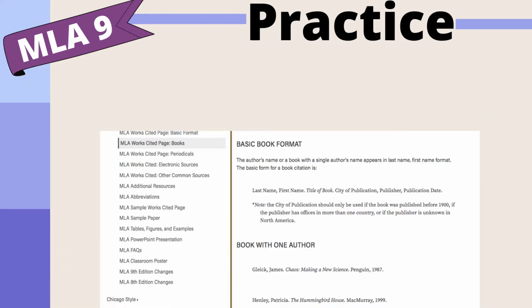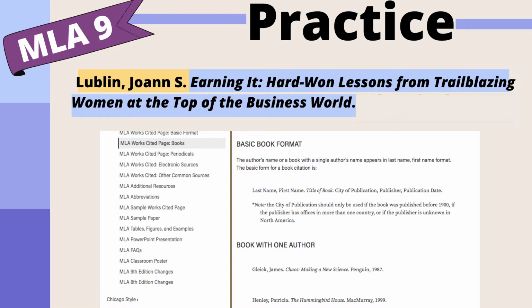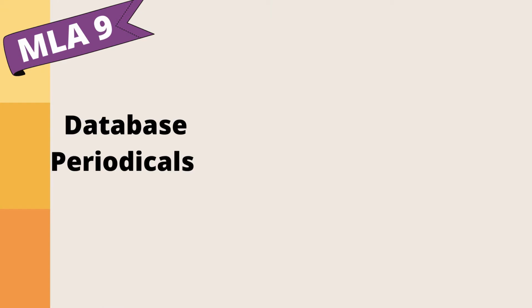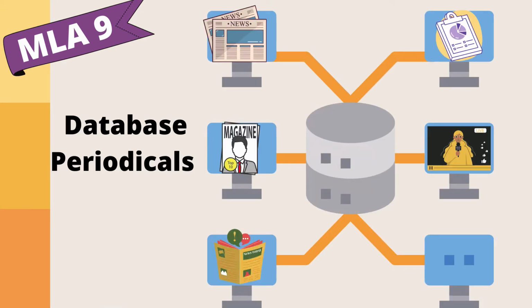And so, using the OWL Purdue model for a one-author book, our citation looks like this: Lubin, Joanne S., period, Earning It: Hard-Won Lessons from Trailblazing Women at the Top of the Business World, and that gets italicized because it's a title, followed by a period, Harper Business, 2016, period. Citing periodical articles retrieved from a database works in a similar way.